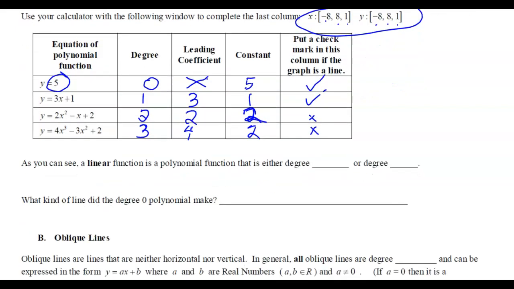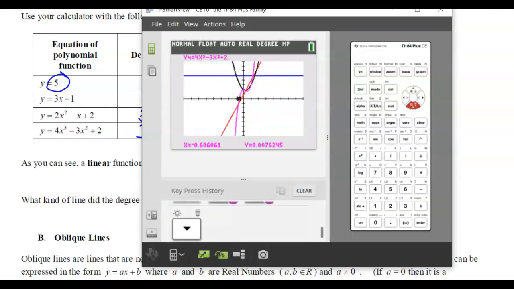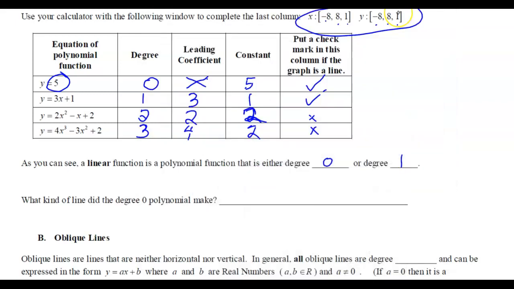Okay, so as you can see, a linear function is a polynomial function that is either degree 0 or degree 1. What kind of line did degree 0 polynomial make? What's special about that blue line? Horizontal, right. Horizontal lines have 0 slope.